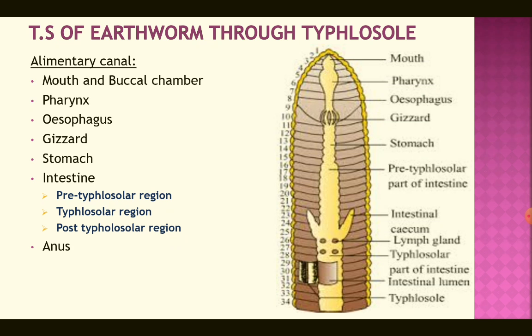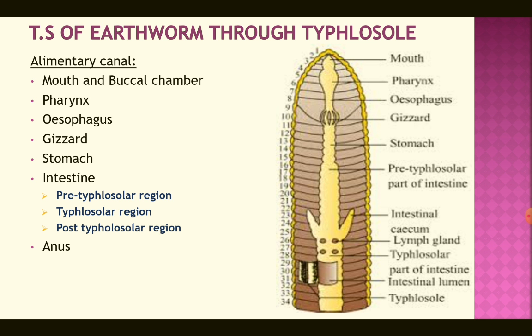hindgut. So in higher vertebrates we call it foregut, midgut, and the hindgut. So here the foregut is the one which does not show the presence of Typhlosole. The midgut region shows the presence of typhlosole, and the hindgut, that is the last part of the intestine, does not have any typhlosole present. And then finally it ends with the anus.